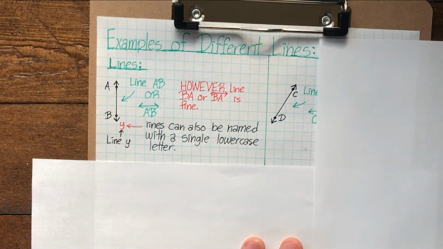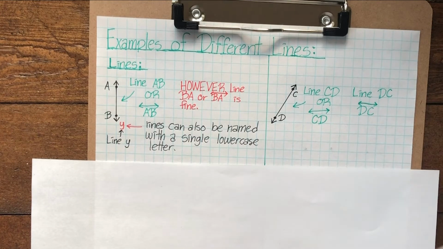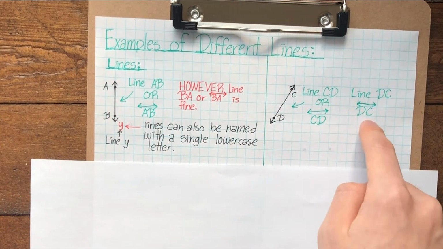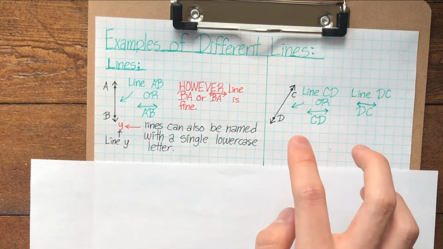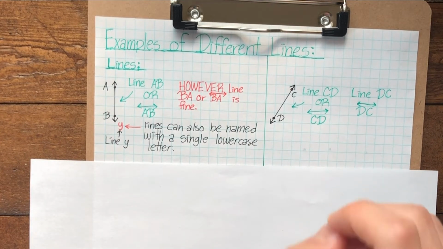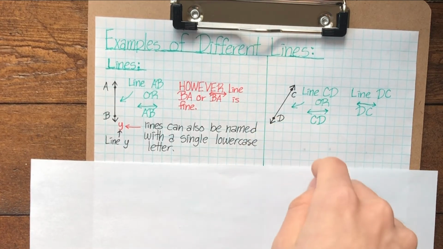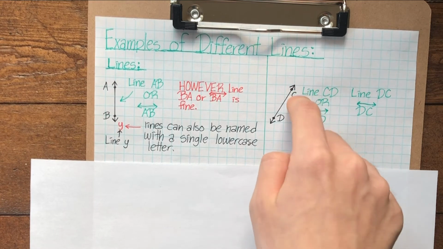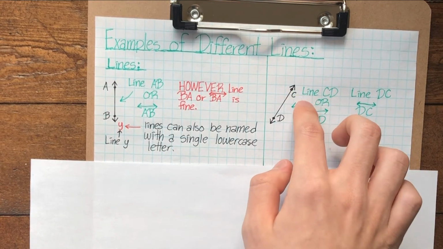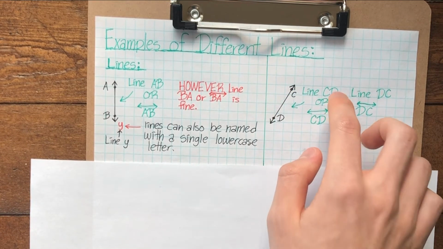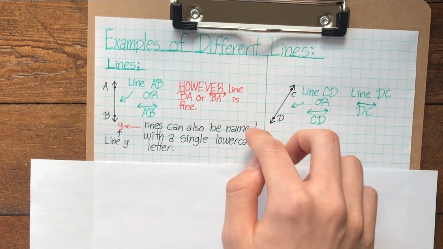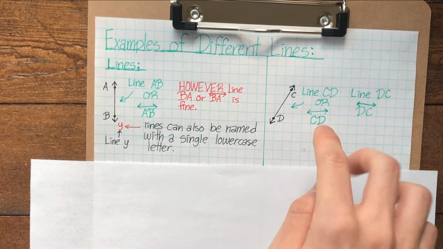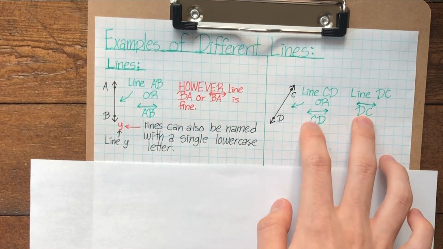So this can be labeled as line CD or line DC. Another thing is, generally if you want to label a line, you want to use this instead of writing out line CD. However, writing out line CD is also acceptable, and it's not going to get points taken off usually, but in my experience people like to use this more. Once again, you can use either of these, it does not matter.